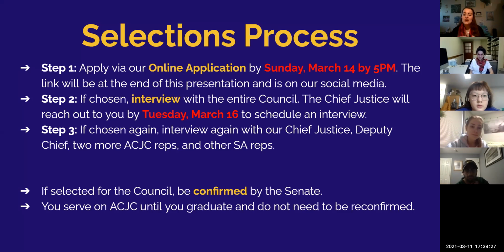Step 3, if chosen again, you're going to interview again. There are 2 interviews with our Chief Justice and Deputy Chief, and then you're going to have 2 more ACJC reps most likely, and then other Student Association reps. We're not quite sure who the Student Association reps will be, but they're usually high ranking in the executive branch or the legislative branch. After all of that, if you're selected for the council, you'll be confirmed by the Senate, a kind of checks and balances, in that we are confirmed by the legislative branch. And then you serve on ACJC with good behavior, obviously, until you graduate. You do not need to be reconfirmed every year.